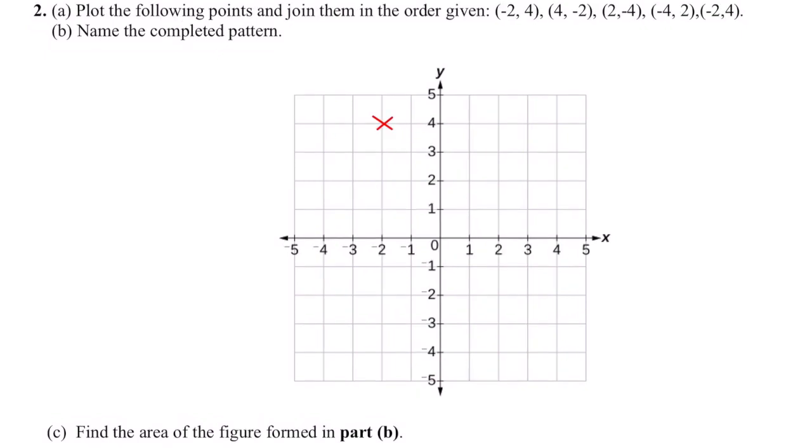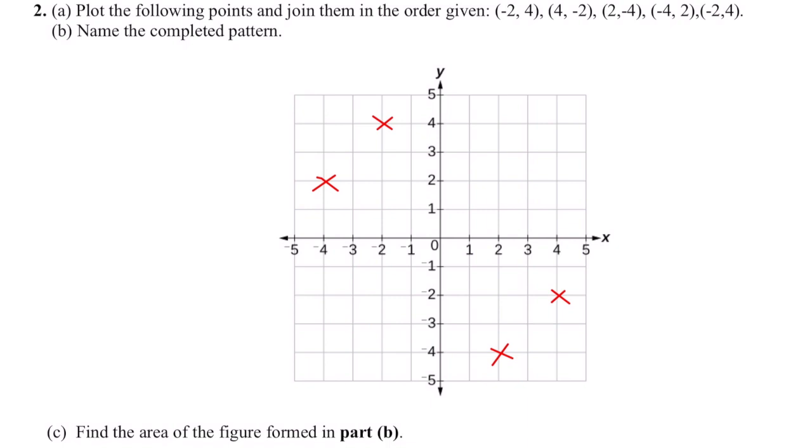The second point has an x coordinate of positive 4 and a y coordinate of negative 2, its position is found in the fourth quadrant. Here, as marked in red x. The third point, with coordinates positive 2 and negative 4, is also found in the fourth quadrant. Here, as marked in red x. The fourth point is located here in quadrant 2. The fifth and last point is basically just the same as the first point, which we already have plotted.